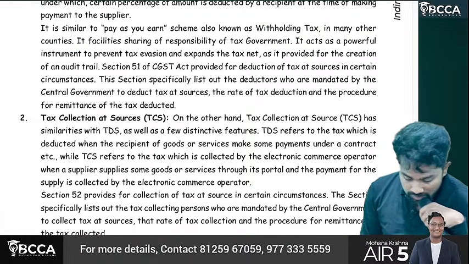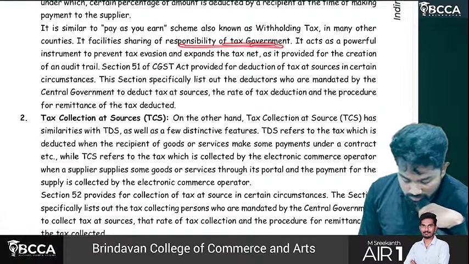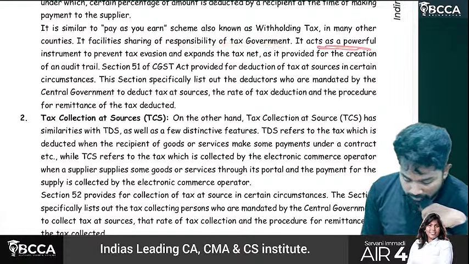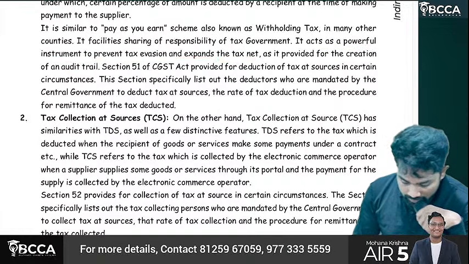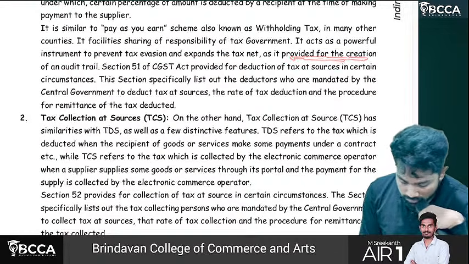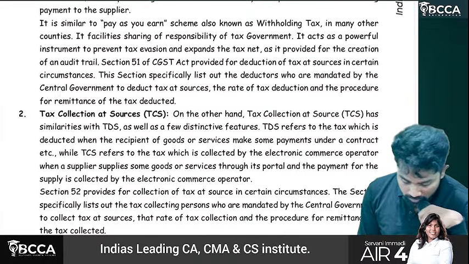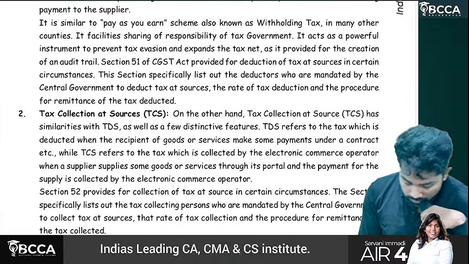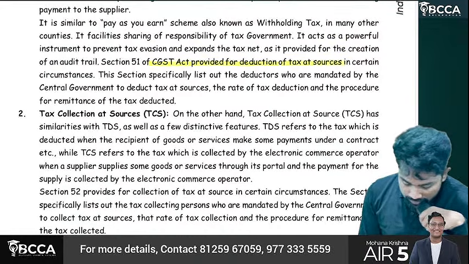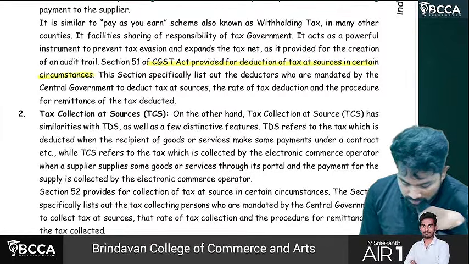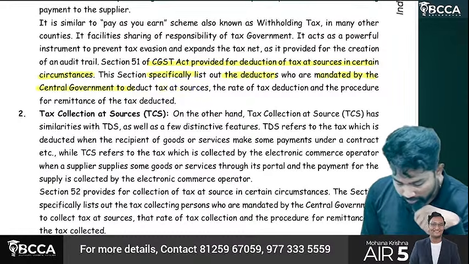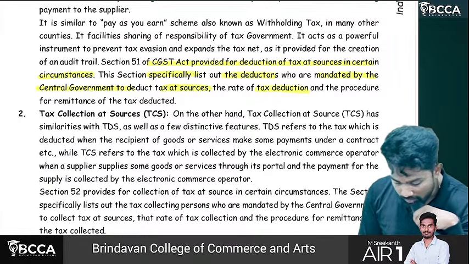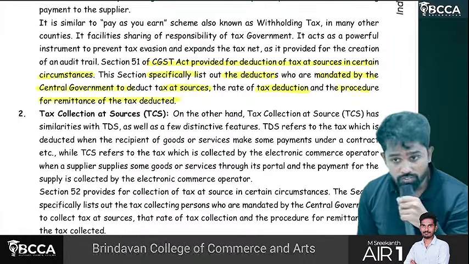It facilitates sharing of responsibility of tax with the government. It acts as a powerful instrument to prevent tax evasion and expands the tax net, as it leads to the creation of an audit trail. Section 51 of the Act provides for deduction of TDS in certain circumstances. This section specifically lists out the deductors who are mandated by the central government to deduct tax at source, the rate of tax deduction and the procedure for remittance of tax deducted.